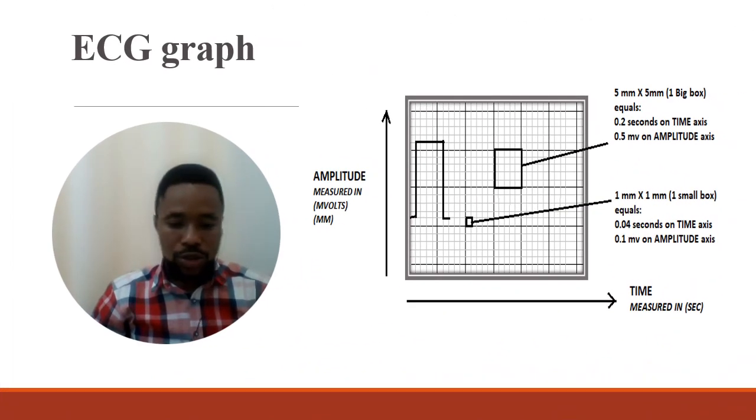So we'll continue from where we stopped. Today we'll be talking about ECG graphs. So this is how the ECG graph looks like. It has small boxes and it has big boxes.